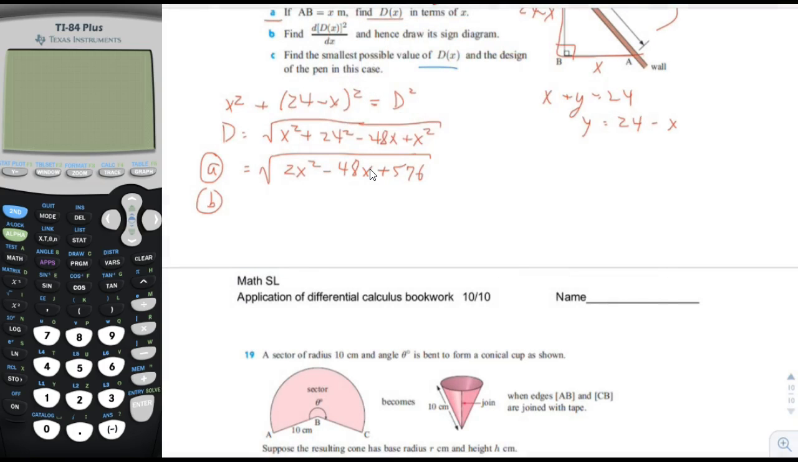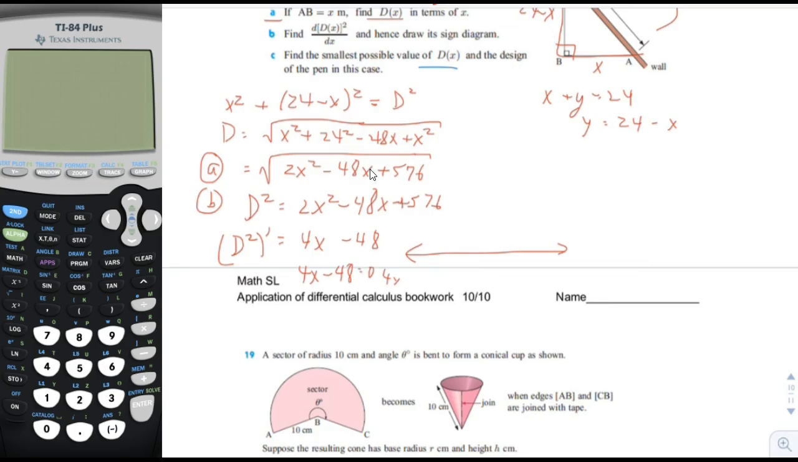So this squared is just going to be simply 2x squared minus 48x plus 576. Okay? And what they're asking for is, hey, take the derivative of this, and you're going to get 4x minus 48, right? And then draw a sign diagram. So the x here is going to be something like 12. Let's find out exactly what it is. 4x equals 48, so x is equal to 12.